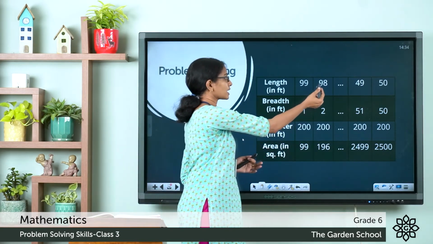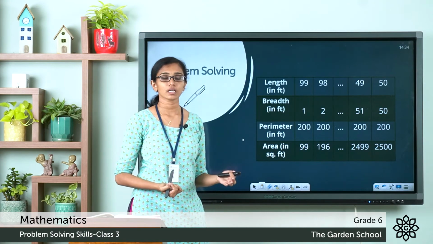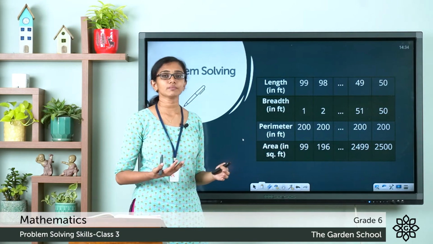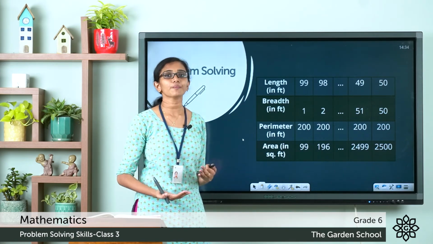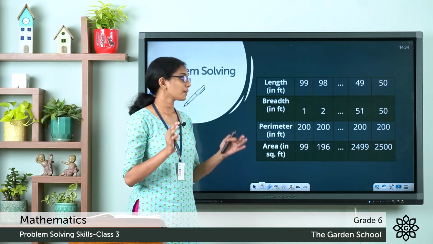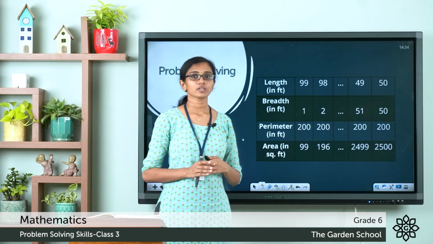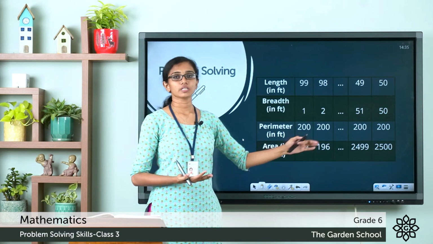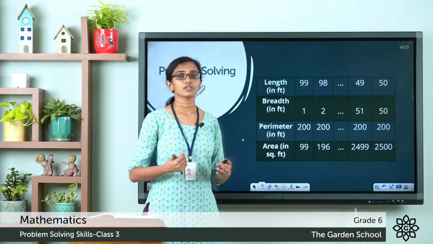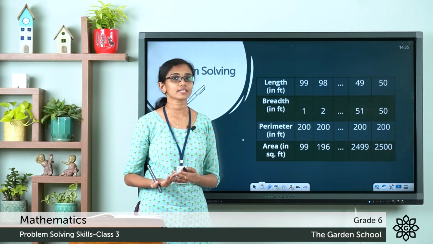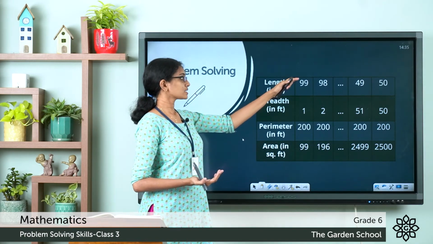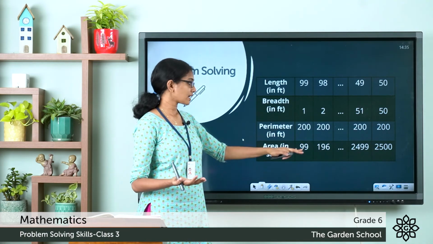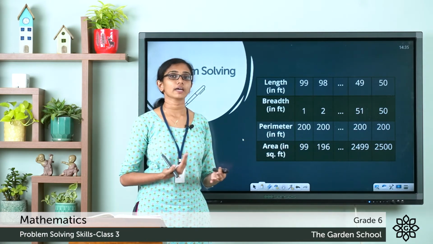Similarly, when length is 98 feet and breadth is 2 feet, the sum will be equal to 100 feet, hence the perimeter will be 200 feet. And similarly, try to find out all the possible combinations which will give you the perimeter as 200 feet. This might take some time, but you will find that the area keeps changing when the length and breadth change. Now, have a closer look at the table. You will see that when the length is 99 feet and breadth is 1 foot, the perimeter is 200 feet, but the area is 99 square feet.